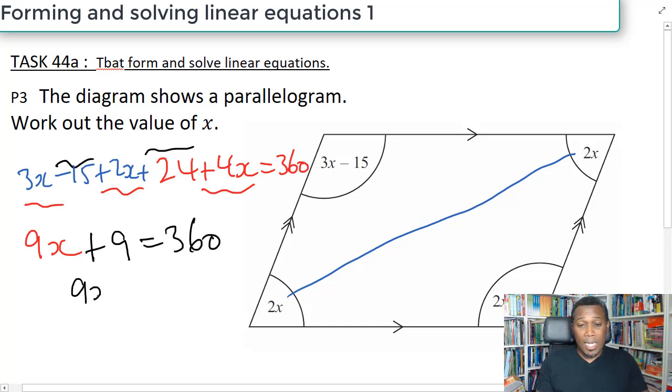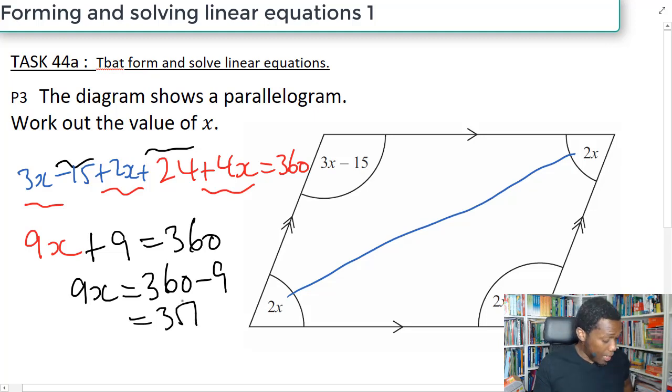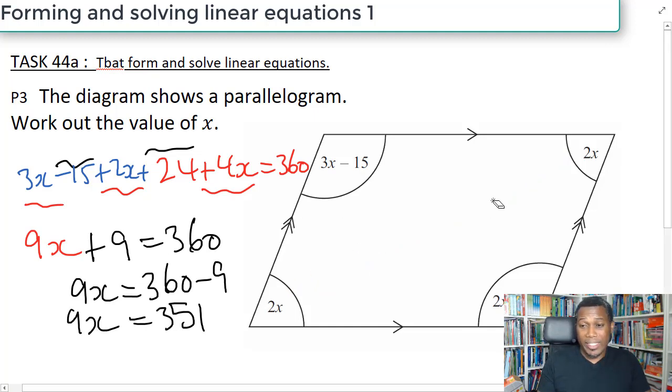If that's the case, then 9x is going to be equal to 360 take away 9, which is 351. So 9x is 351. We now want to work out what x would be. That's what the question was. And the answer would be 351 on 9. How many 9s are in 3? None. Carry over to 35. How many 9s are in 35? I was going to put 7, but 27 is the number I'm thinking about. So I need a 3. 27, then there's 8 left.